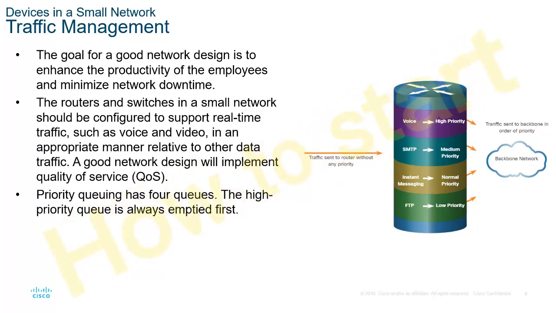High priority is going to be anything that must be sent first that has a real-time component. Everything else can be classified other ways. And that way you can prioritize what is important and what's not important.